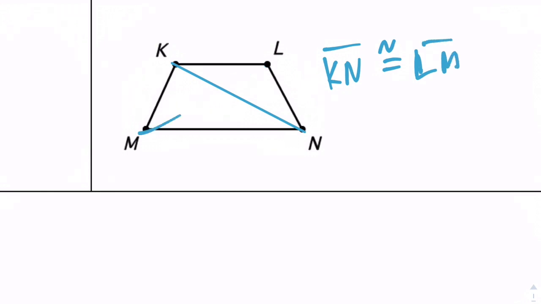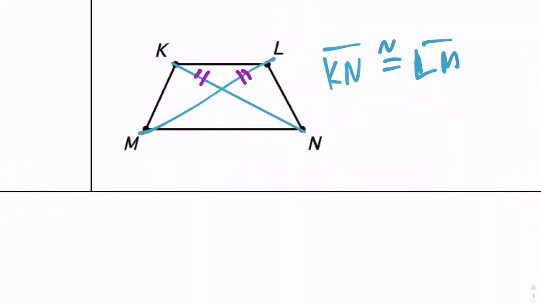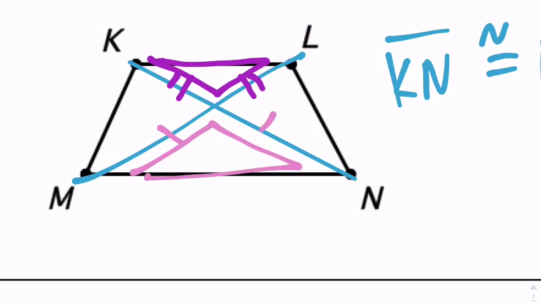One other nice thing to know is that those little parts, like that top little part of the diagonals, are congruent, making a cute little isosceles triangle. Same thing down here. These would then be congruent, making a nice little isosceles triangle.